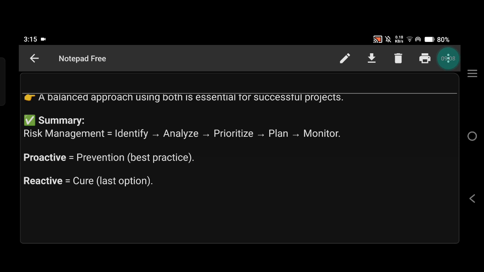See, so in software engineering, proactive risk management is always preferred because prevention is better than cure. Okay, but at the same time reactive management is also needed because we cannot predict all risk in advance. That's why a balanced approach using both proactive and reactive methods gives the best results.